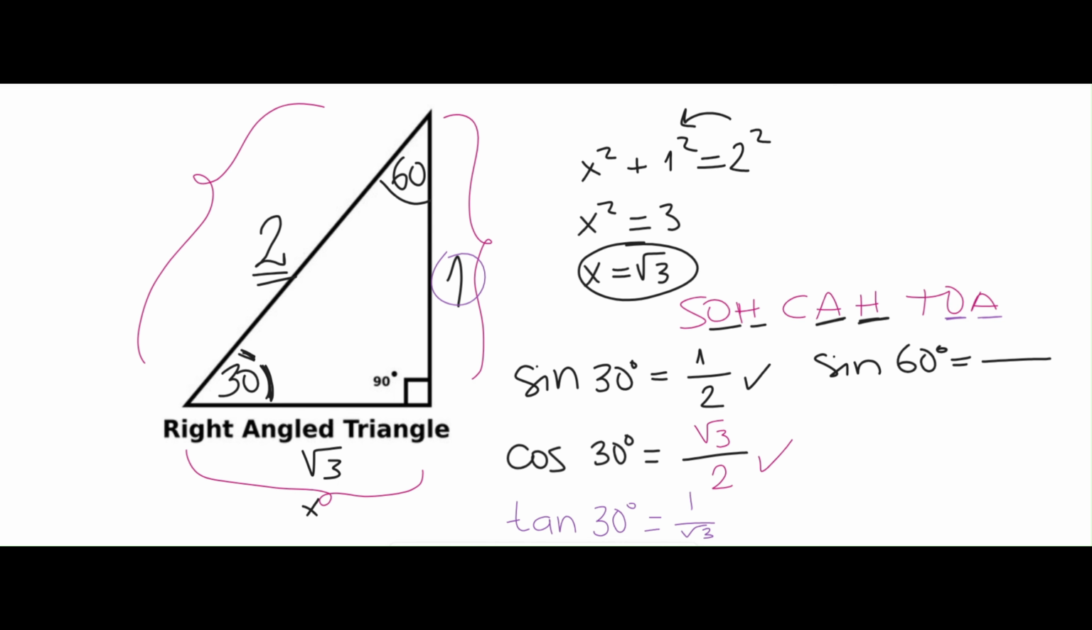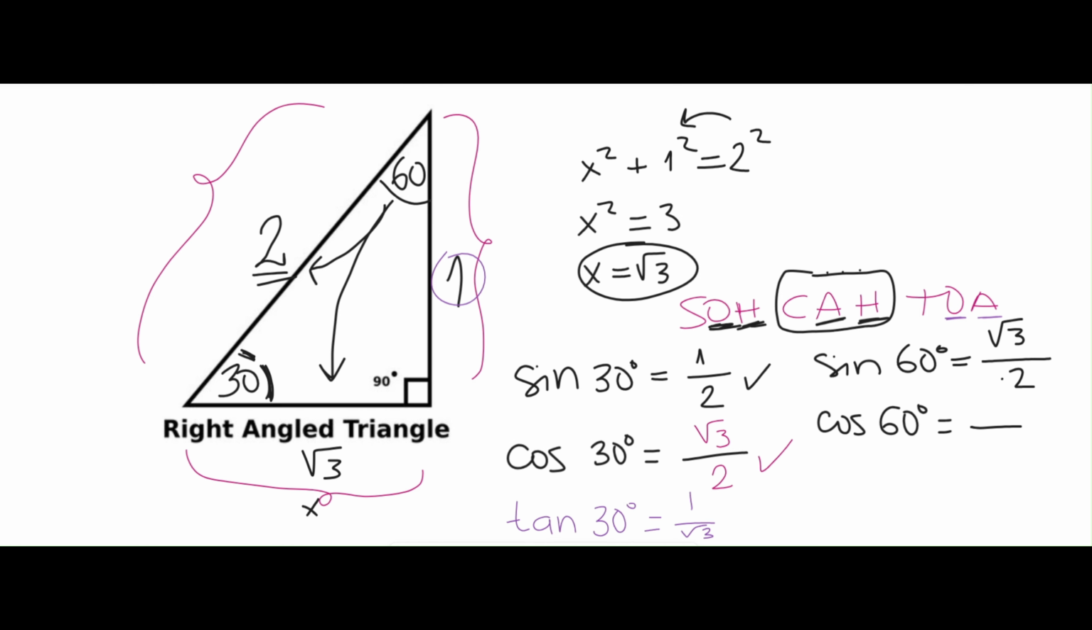We say sine is basically opposite over hypotenuse. Opposite to 60 degrees is radical 3. So radical 3 over hypotenuse, which is 2. Then we have cosine of 60 degrees. Cosine is adjacent over hypotenuse, which means 1 over 2.